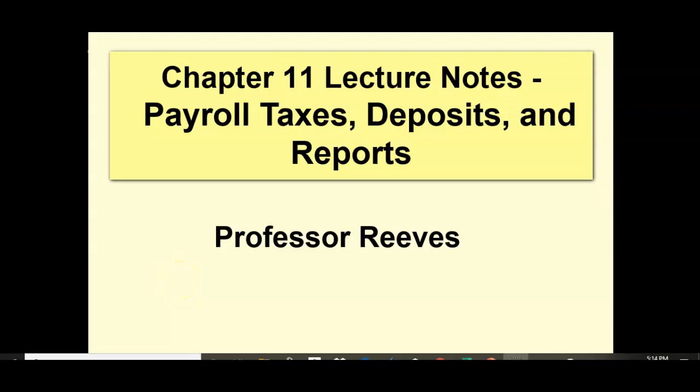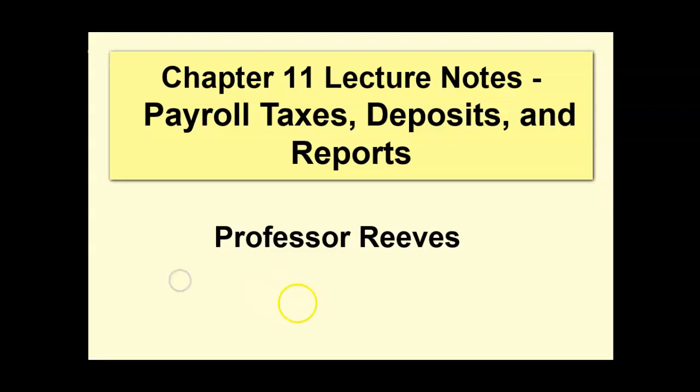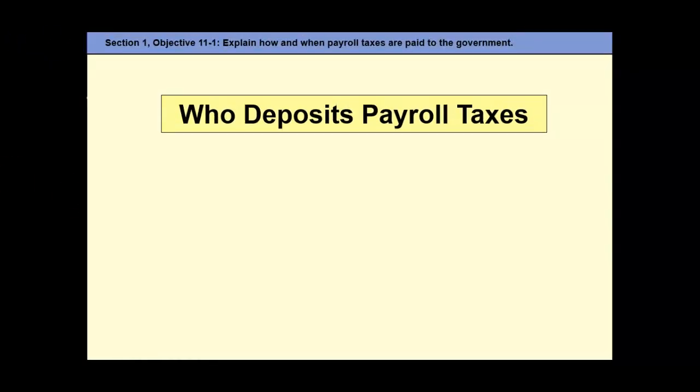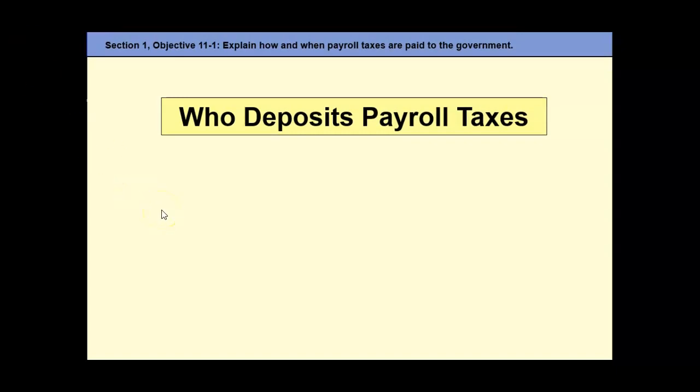Chapter 11 covers payroll, taxes, deposits, and reports. Now, recall back in Chapter 10, we focused on payroll information from the viewpoint of the gross amount earned by the employees, deductions from the employees' earnings, and how to calculate their net pay. We're now focused on the different types of taxes that are paid by the employer on behalf of their employees.